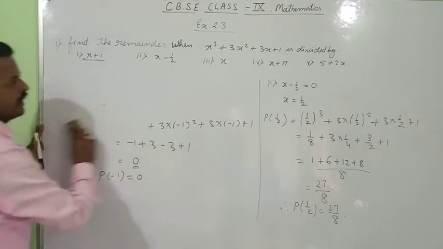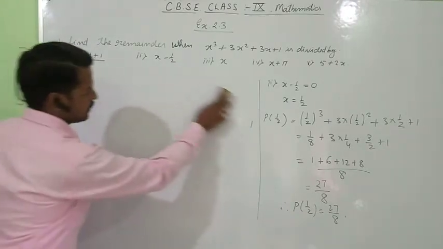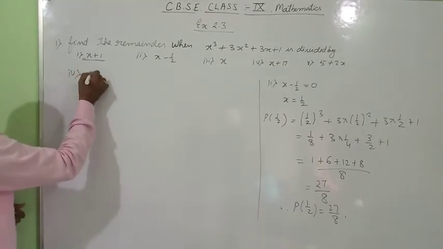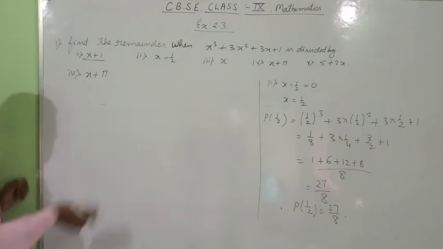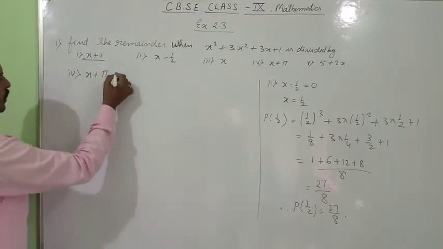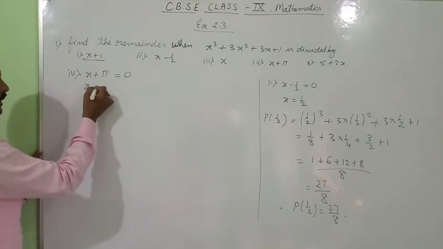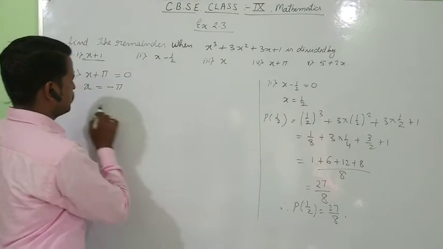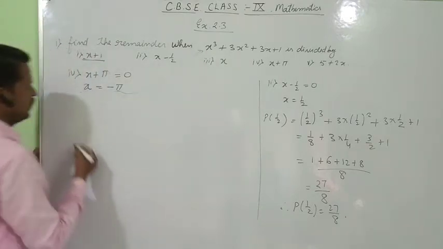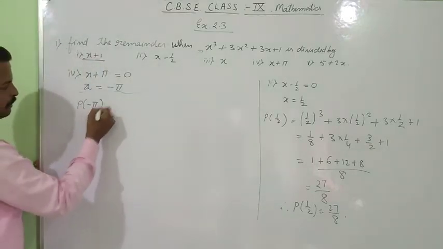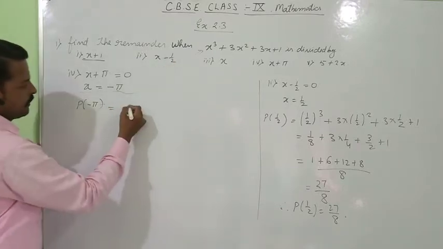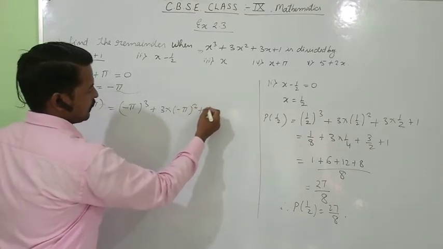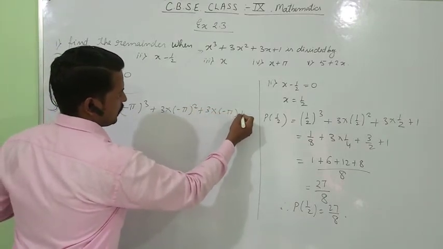In the fourth part, the divisor is x plus pi. So what rule did I tell you first? We have to take the divisor equal to 0, and then we'll find the value of x, which is minus pi. Then to get the remainder we have to substitute the x value in p of x. So p of x means p of minus pi cube minus pi cube plus 3 into minus pi square plus 3 into minus pi and plus 1.